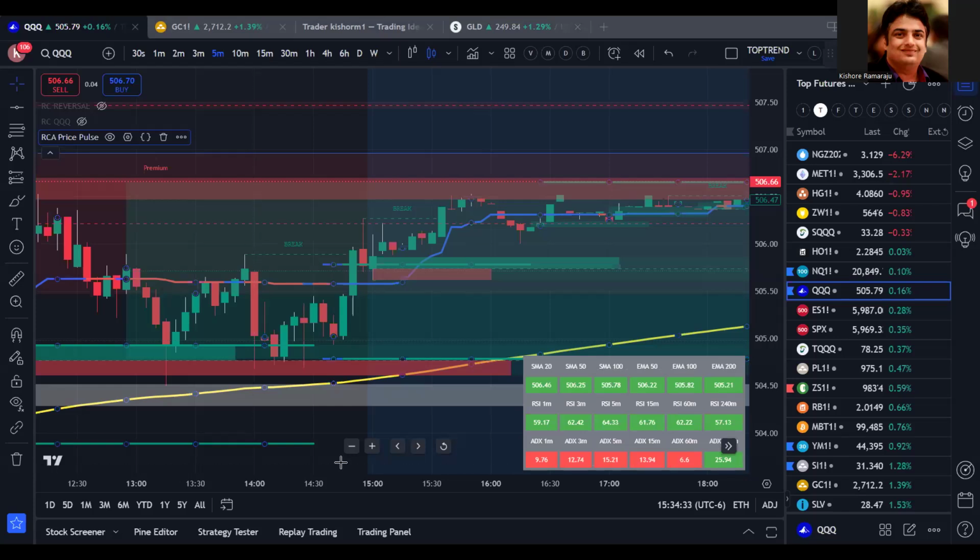For Apex, I suggest MES is better. If you have a 50K account, go with 2 to 3 MES. If you have a 150K account, you can go with 1 ES. But if you go with 50K, better you stay with micros.